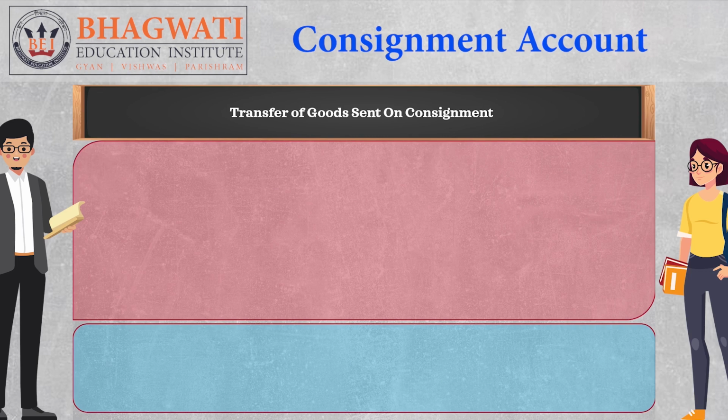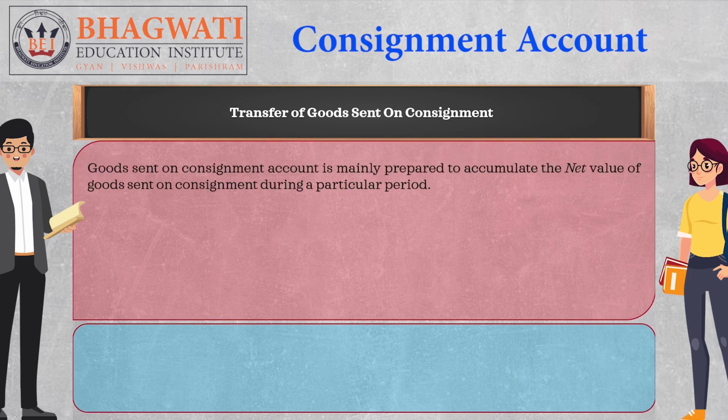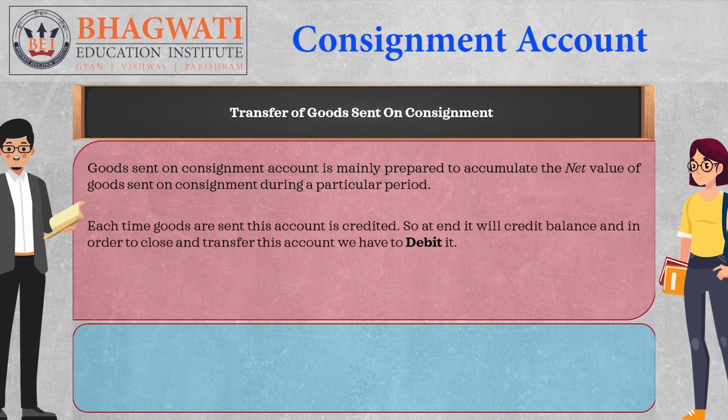The next one is transfer of goods sent on consignment. If you remember, in the first journal entry, we discussed that whenever goods are sent to the consignment business, we give credit to goods sent on consignment. We pass the entry: consignment account debit to goods sent on consignment account credit. So this goods sent on consignment account accumulates the net value of goods sent on consignment during a particular period. Clear? As you know, we keep on crediting it, so if we want to close it, we have to debit it, right?